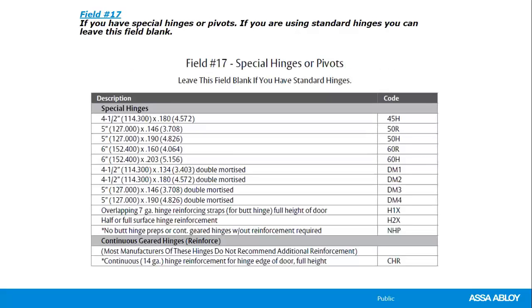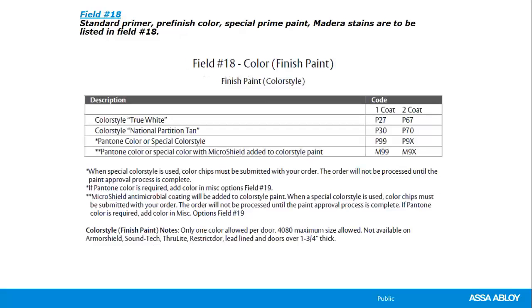In field 17, we have special hinges or pivots. Again, the one that's going to be your most common one is going to be the 4-5H. Everything else, if it's standard weight or heavyweight, you will need to list that out. You'll see continuous hinges listed there, half or full surface hinge reinforcements, a variety of different types of preps available. Different types of finish. If you leave this field 18 blank, then you're just going to get gray primed material.